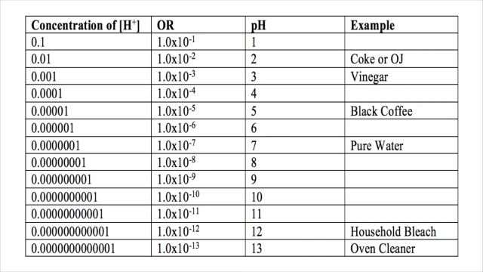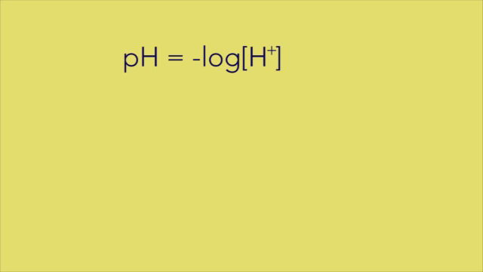Duh. A solution with a pH of 6 is 10 times more acidic than a solution with a pH of 7. And a solution with a pH of 10 is 1,000 times less acidic. Okay, now time for a little math. Sorry, don't hate me. All right, this formula says the pH is the negative log of the hydrogen ion concentration in a water-based solution.